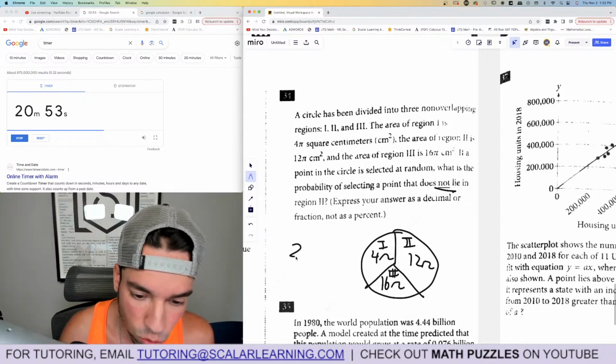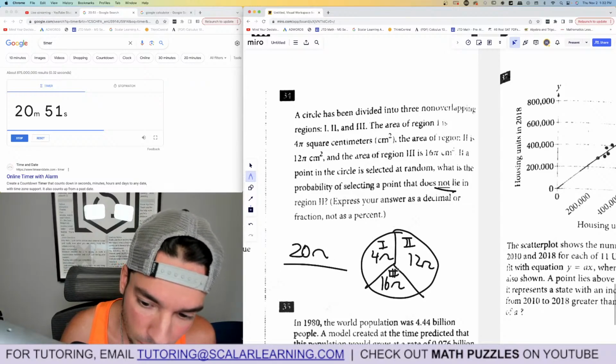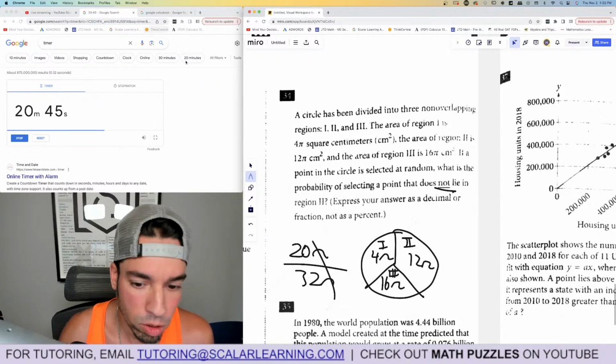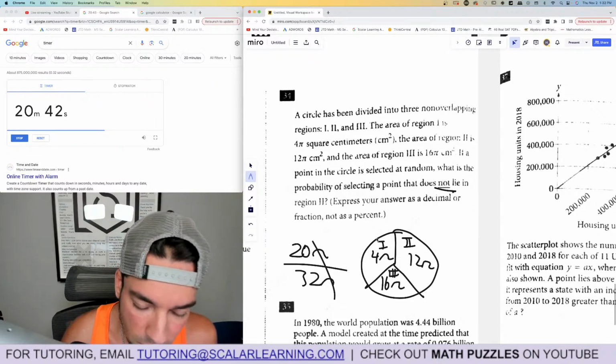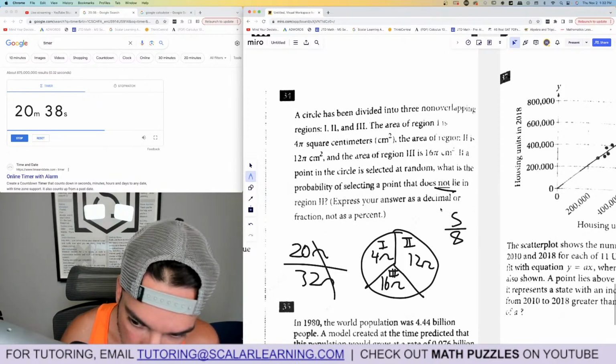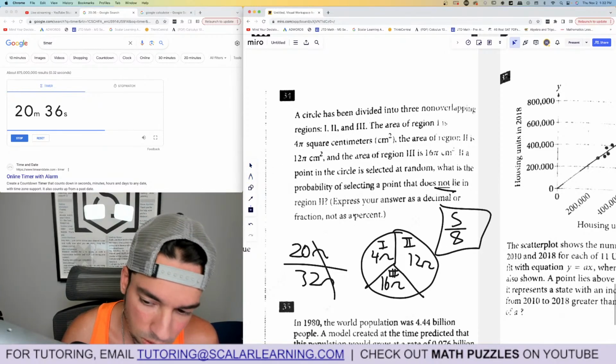So I add those together. That's 20 pi divided by the total, which is 32 pi. Pi's obviously cancel out. 20 over 32, that's how you can do it as a fraction. So divide top and bottom by 4, and I get 5 over 8. 5 over 8 is fine, or what is that?